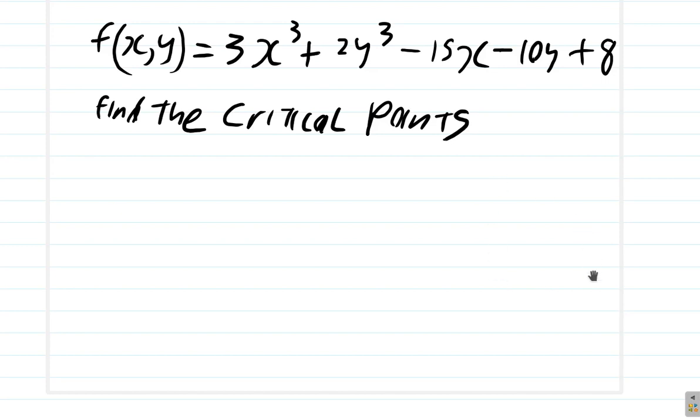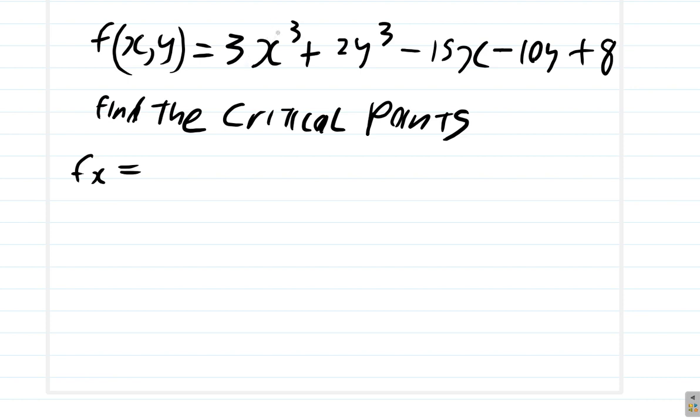We want to find the critical points of this multivariable function: 3x cubed plus 2y cubed minus 15x minus 10y plus 8. First of all, we differentiate with respect to x. That means we're going to keep the y as a constant.